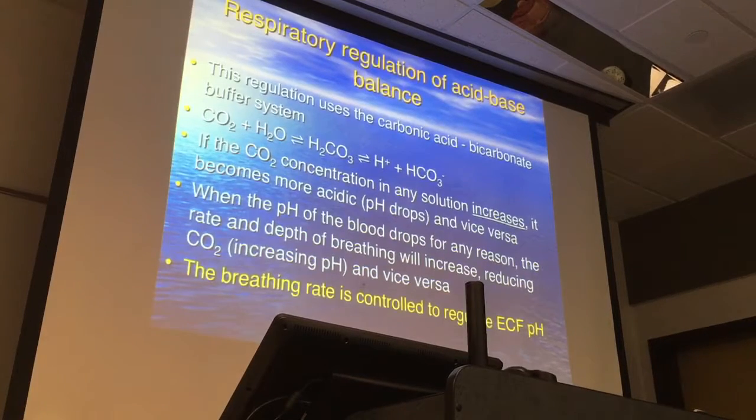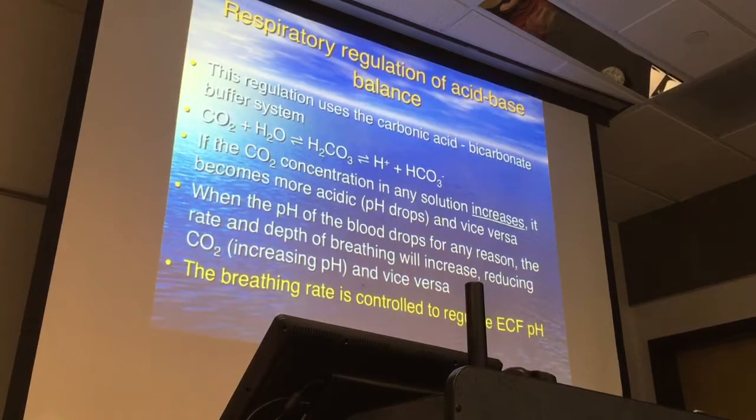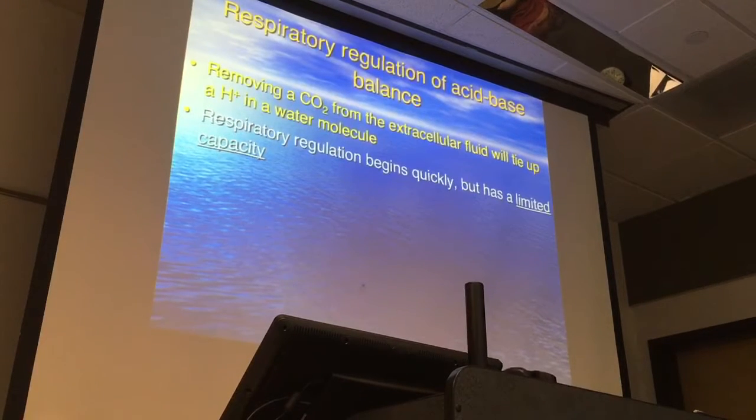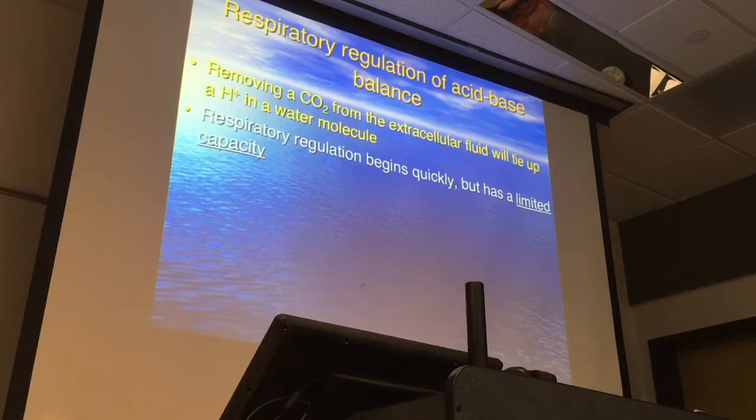The acid, no matter what the name is of the acid, it always releases this, and you can remove it from your body by removing a CO2 from your bloodstream. Doesn't matter what that acid is, you have locked up that hydrogen ion in a water molecule. Basically, it just gets excreted. It is in a water molecule. It's not excreted from our body because the water molecule is still there, but you have locked it up in a water molecule. It's as though it doesn't exist in your body anymore. The hydrogen ion is gone from your body. It's no longer a free hydrogen ion. Removing a CO2 from the extracellular fluid will tie up a hydrogen ion in a water molecule. Key thing, we eliminate acids by removing a CO2 from the solution that contains the acid.